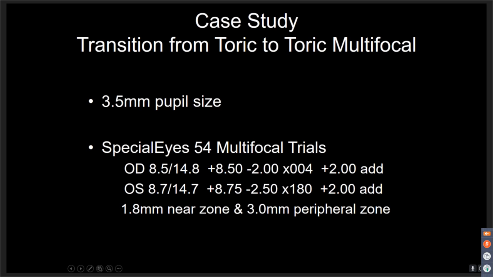Again, run through the computer, we end up with an 8.5, 14.8 in the right eye and an 8.7, 14.7 in the left eye. And full powers, vertex out with full add. And the choice was a 1.8 millimeter near zone and a 3.0 millimeter peripheral zone.